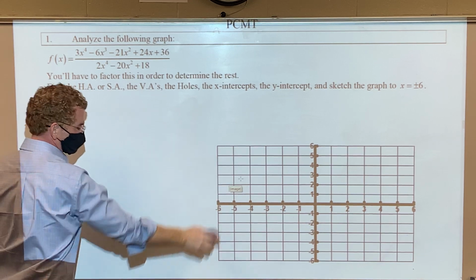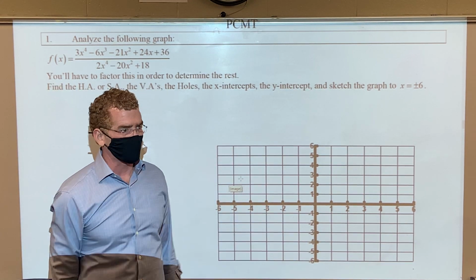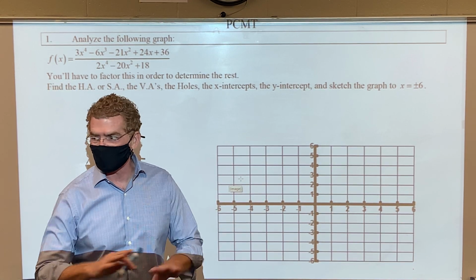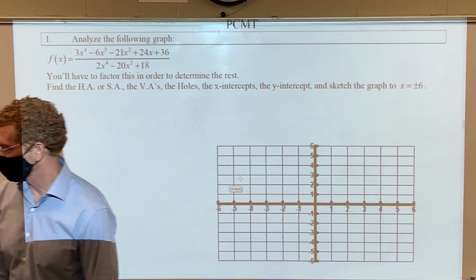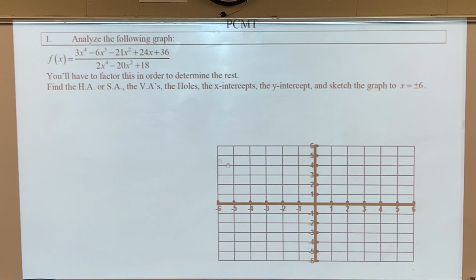Y'all have any questions on any of this at this point? Anything with rational functions? Yeah. Horizontal asymptotes, what's the rule? Like, it can pass it, like it can cross it? Oh, great question. And I haven't mentioned that yet.